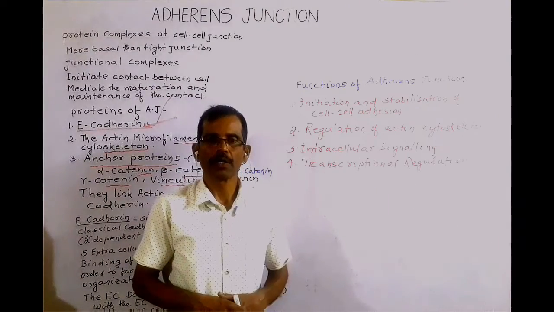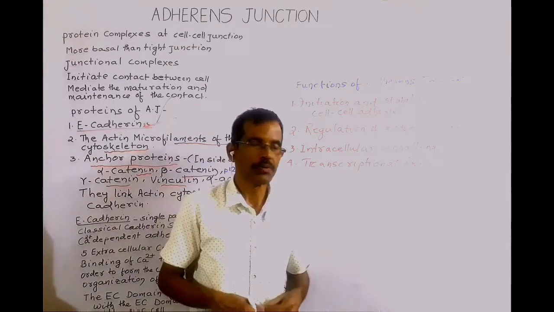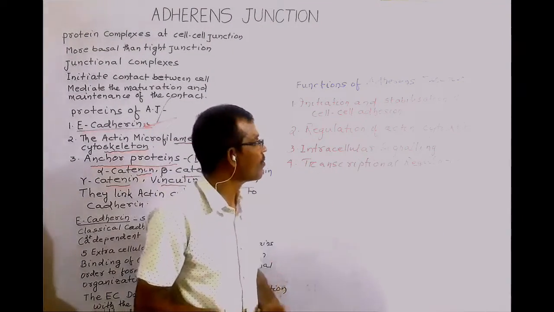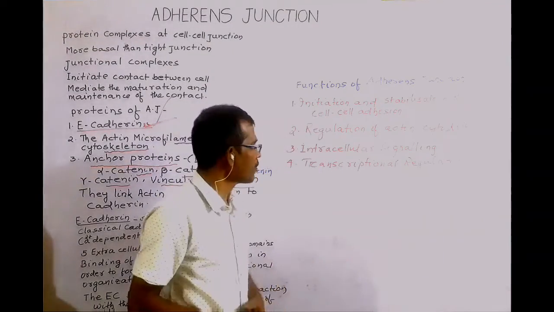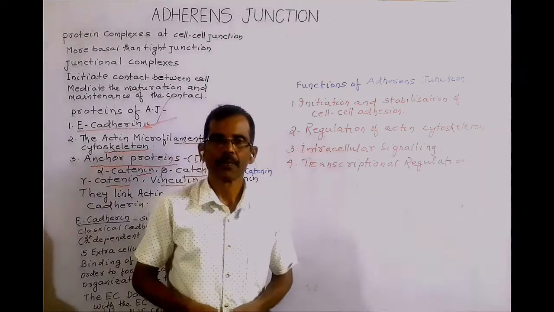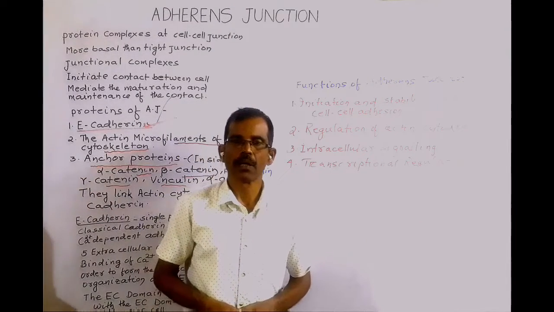Functions of adherens junction. Adherens junctions play multiple roles, including initiation and stabilization of cell-cell adhesion, regulation of actin cytoskeleton, intracellular signaling, and transcriptional regulation.